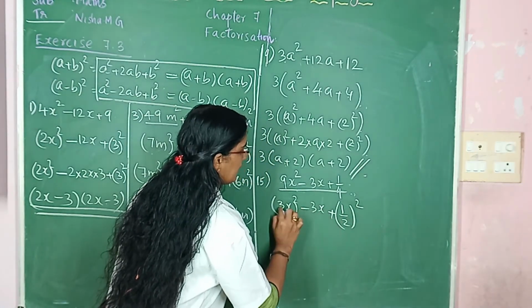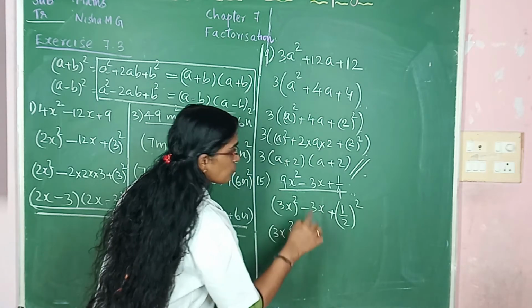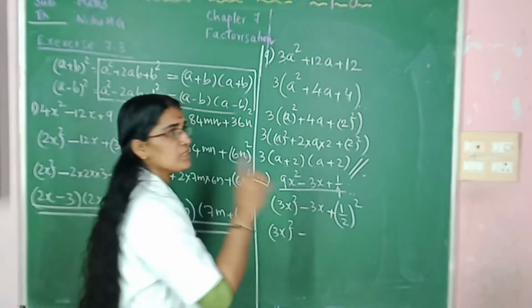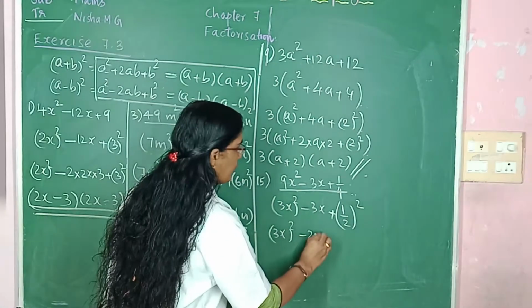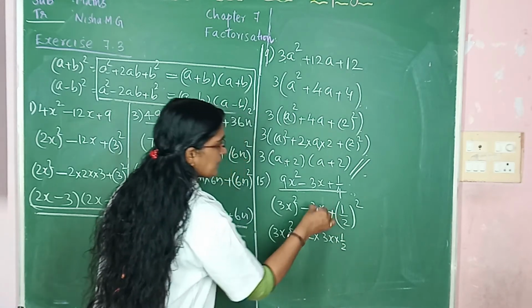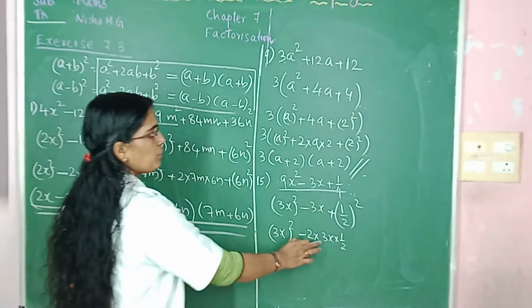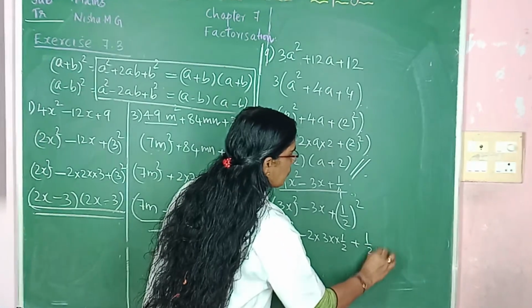This can be written in terms of a and b. 3x whole square minus 2ab. The second term is 2 into a into b. 2 into 3x into 1 by 2. Are we getting 3x? Let us check. 2 cancels, 3x, correct. 2 into a into b, plus 1 by 2 whole square.